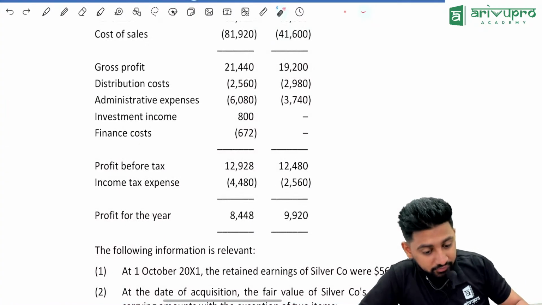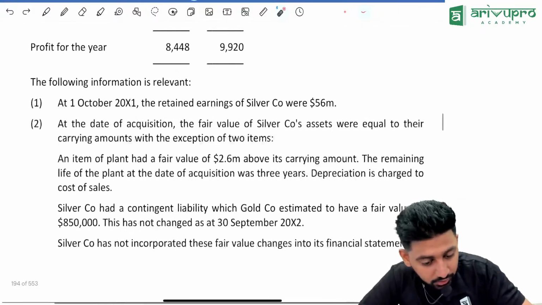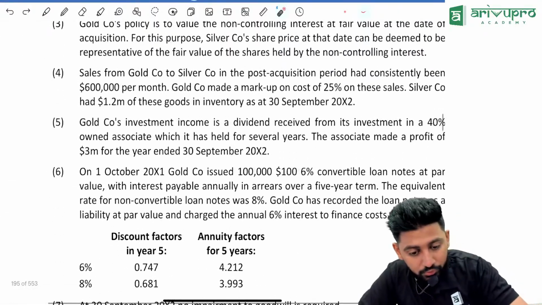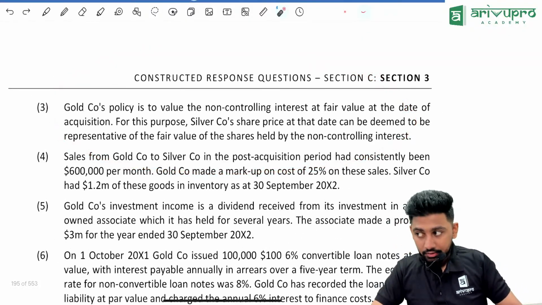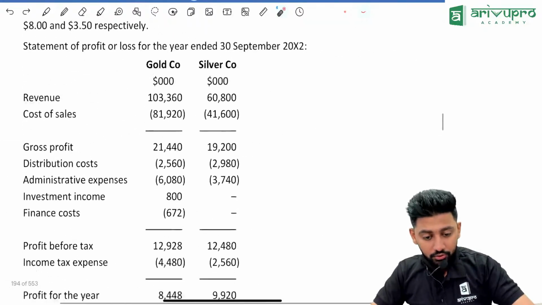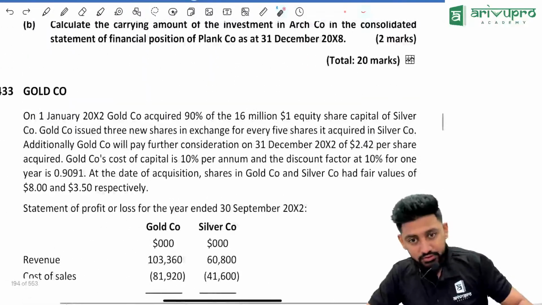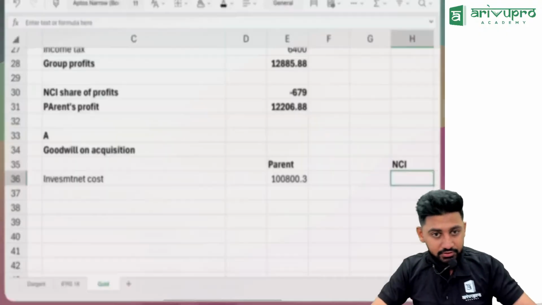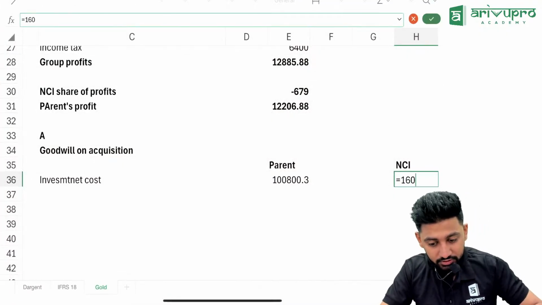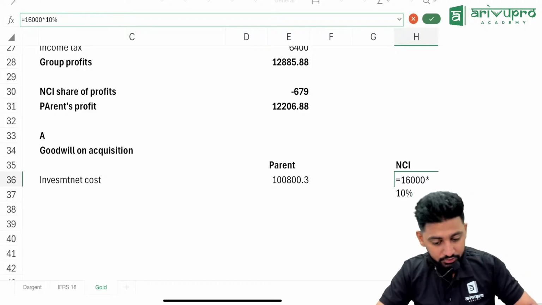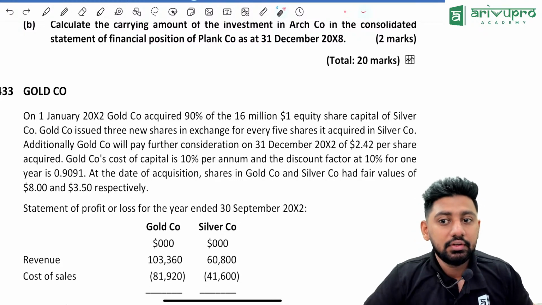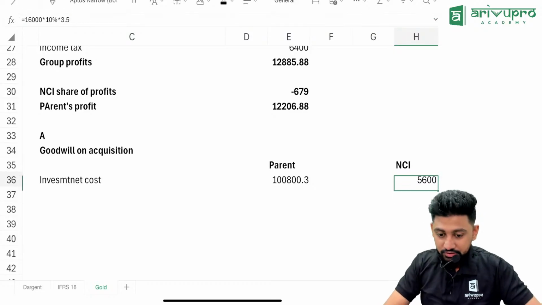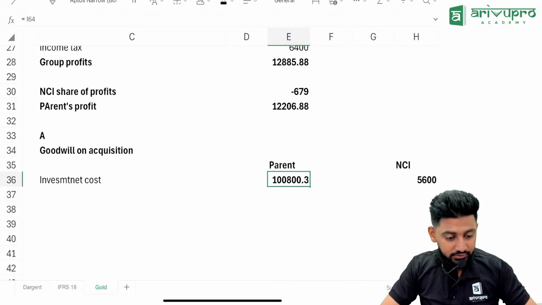To get my NCI investment cost, the question says to use the share price, correct? Total 16,000 shares, NCI percentage is 10%. Equals 16,000 into 10%. Share price is 3.5. Super, 3.5, 5,600.